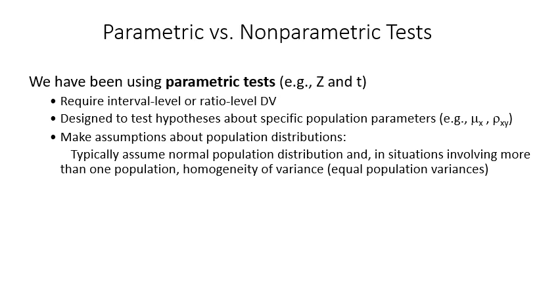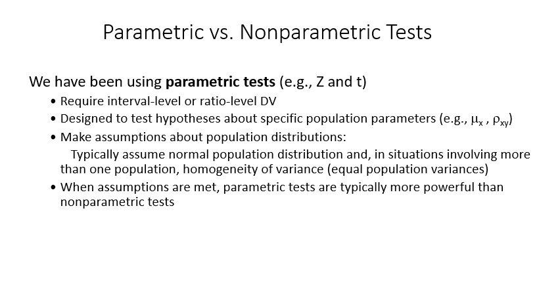When I say assumptions, what I mean is you have specific things that need to be met in order to conduct the test. So for parametric tests, you need things like a normal population distribution. If you've got more than one population, you need homogeneity of variance. Basically, the population variances must be equal or approximately equal. So when these assumptions are met, parametric tests become the most powerful statistical tests you can do. They're almost always more powerful than non-parametric tests if the assumptions are met.